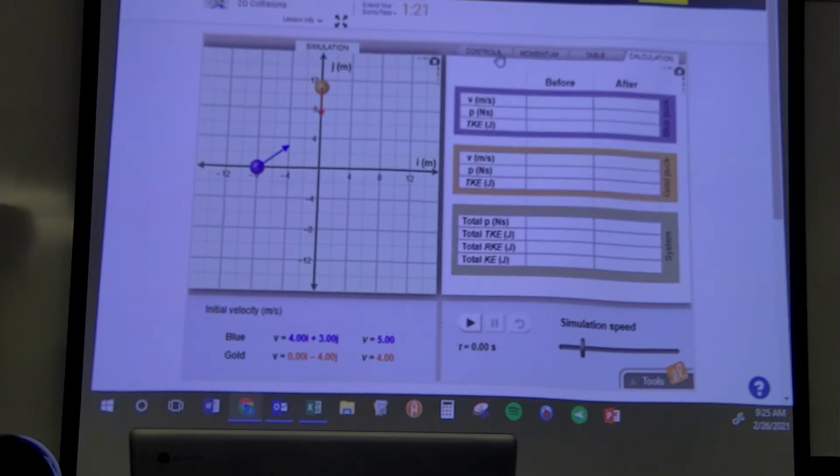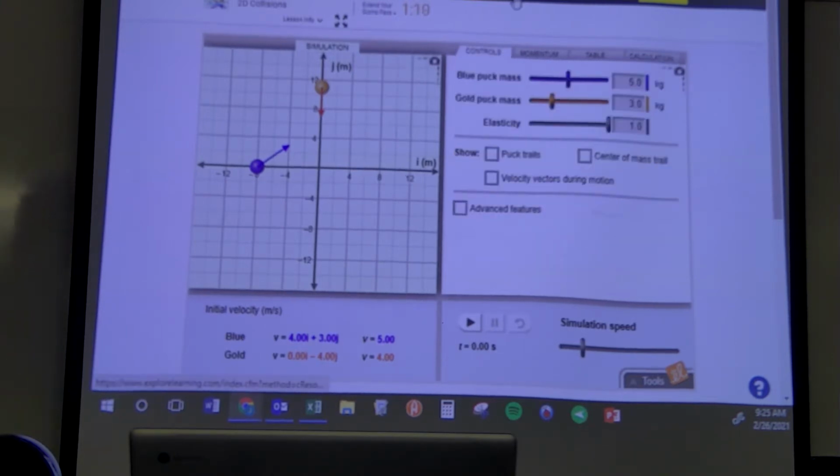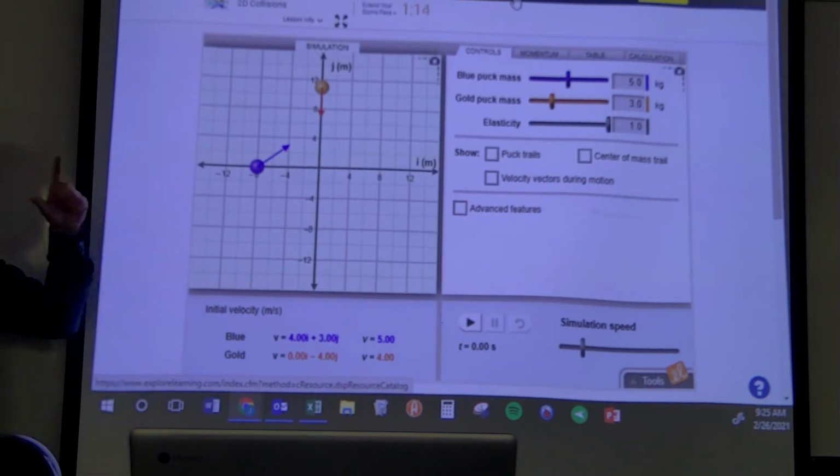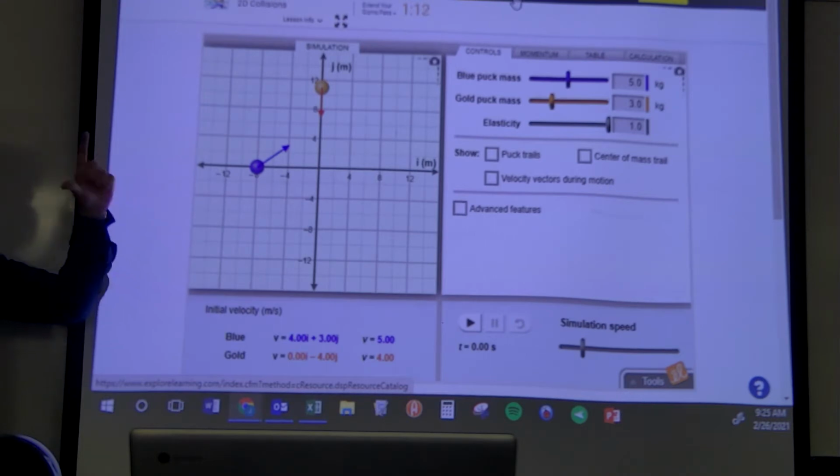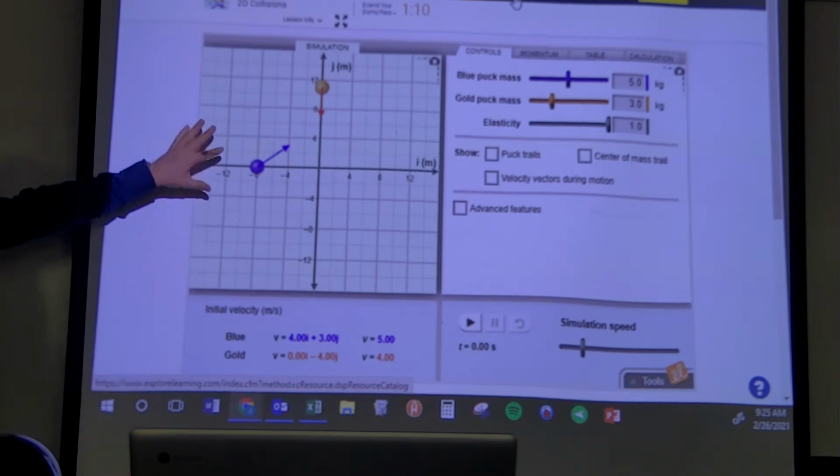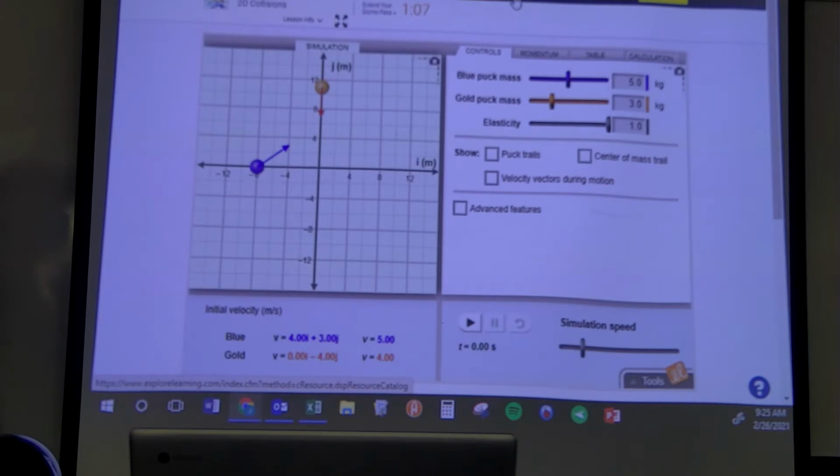Actually, before I get there, I forgot to point this out. This is as far as I can zoom in. I tried. If I zoom in more, then it starts zooming out, and then if I zoom out, it goes back in, and then it starts coming out again. So this is as far as I can zoom in. Yeah. So anyway, hopefully you can see what's going on.